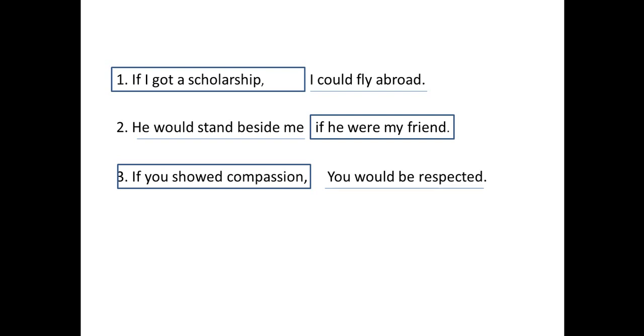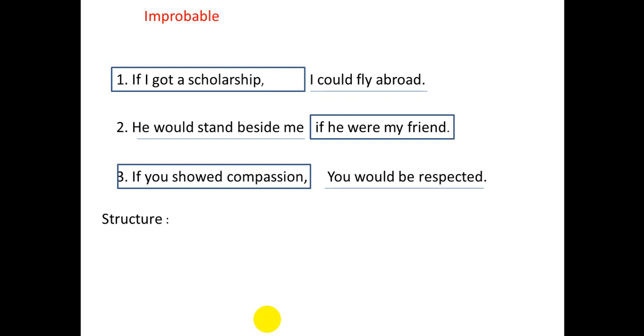So in sentence 1, it is a part of the speaker's imagination. This is not true, meaning that flying abroad is not true at present, because the scholarship is not achieved. Okay, so that is why they are called improbable sentences, because they won't come true right now, as the speaker, the subject, has got no scholarship.